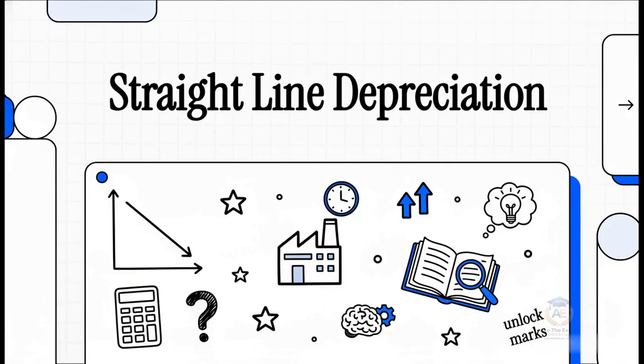Now, I know what you might be thinking. At its core, straight line depreciation is pretty basic, right? It's simply allocating the cost of an asset evenly over its useful life. But listen, for this exam, we are going to look way past just memorizing that basic formula.